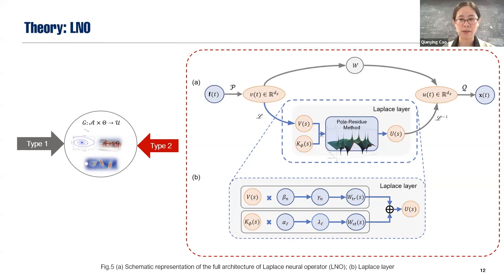In this layer, the input signal v(t) is transformed into v(s) in the Laplace domain. The unknown system Kφ in the Laplace domain is represented by a neural network. Following the pole-residue formulation, the output u(s) in the Laplace domain can be obtained. Therefore, the pole-residue formulation is crucial in the Laplace layer. We will discuss the details of the pole-residue formulation next.